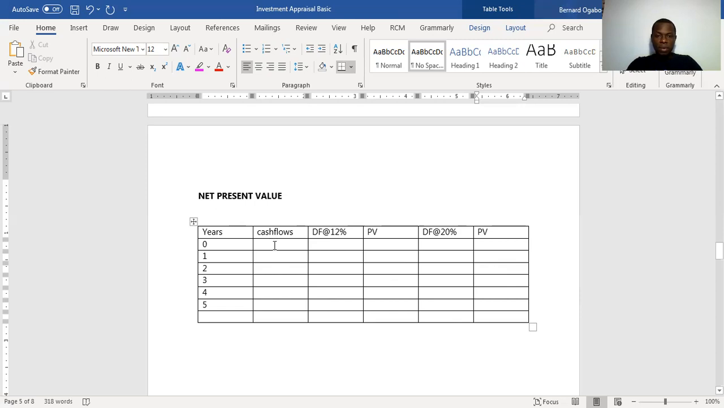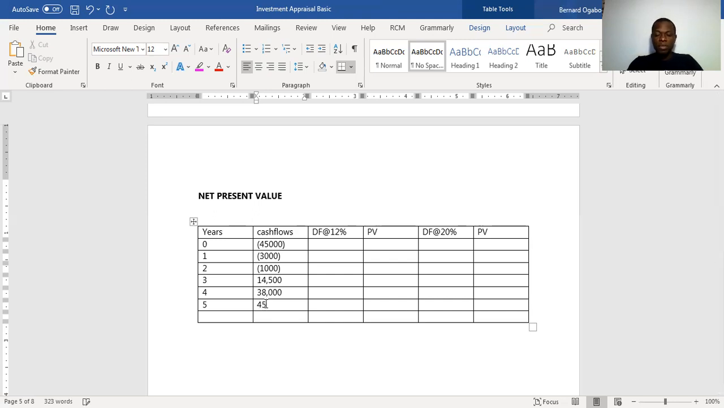So cash flows, I have 45,000 negative. I have 3,000 negative. I have 1,000 negative. I have 14,500 positive. I have 38,000 positive.